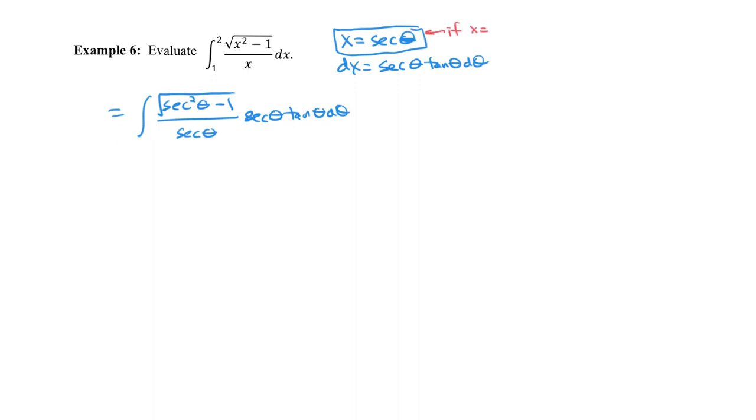If x equals 1, then let's see what we would get. We would get secant theta equals 1. Now, I'm not going to use secant, I'm going to use cosine. If secant theta equals 1, that means that cosine theta equals 1 over 1, which is still 1. So cosine theta equals 1, what is theta?